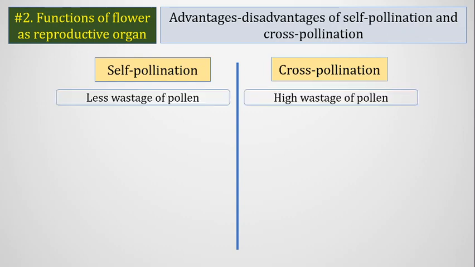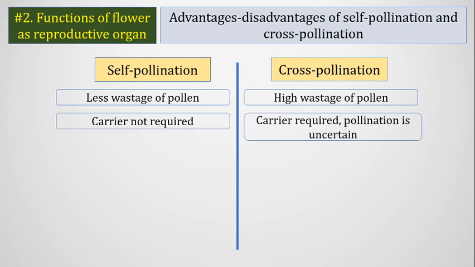In self-pollination, there is less wastage of pollen, because within the same plant or the same flower, the maximum number of pollen can reach the ovary of the same flower or plant. So there is less wastage of pollen, while in cross-pollination most of the pollen falls around and spreads to the surroundings, and only a small percentage can reach the ovary of another flower of another plant. So there is high wastage.